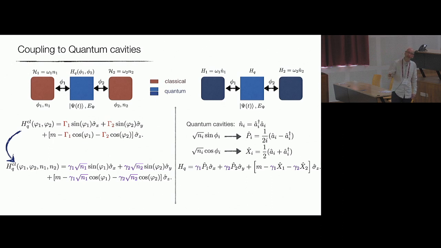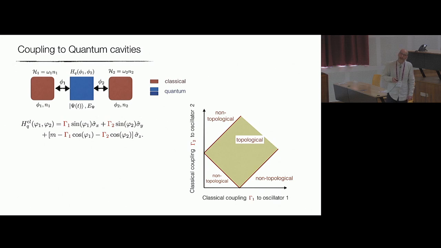Okay, so I replace my initial quantum Hamiltonian coupling to classical variables by this quantum Hamiltonian, but coupling in a different way to classical variables. And then I have, without any further work, a quantum correspondence with the Hamiltonian of a spin coupled to two harmonic oscillators, a very simple Hamiltonian. So this has some consequences.